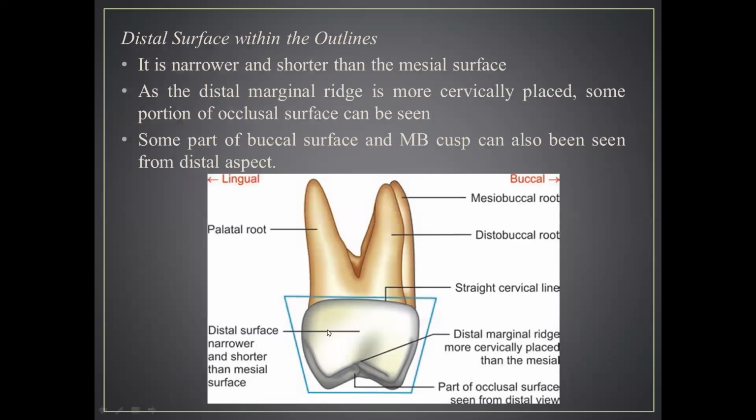And within the outline, it is narrower and shorter than the mesial surface. So as your distal marginal ridge is at a lower level, some portion of your occlusal surface can also be seen, and also some of your buccal surfaces can be seen from the distal aspect.